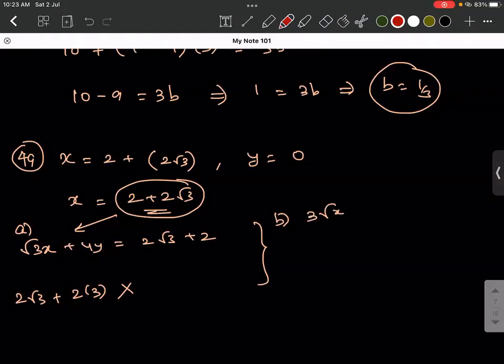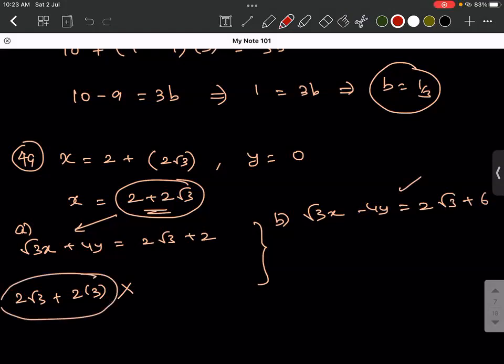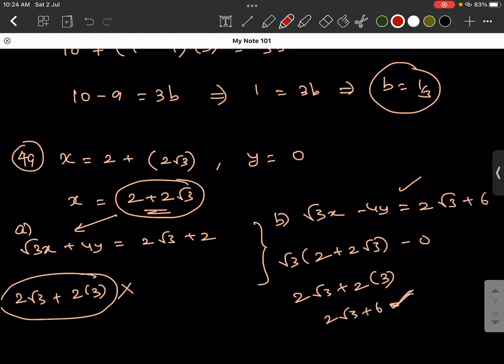3 root x. This answer. Because in the place of x, if you substitute 2 plus 2 root 3 minus 0, y is 0, no? So 2 root 3 plus 2 into root 3 into root 3 is 3. So 2 root 3 plus 6 will give you the necessary answer.